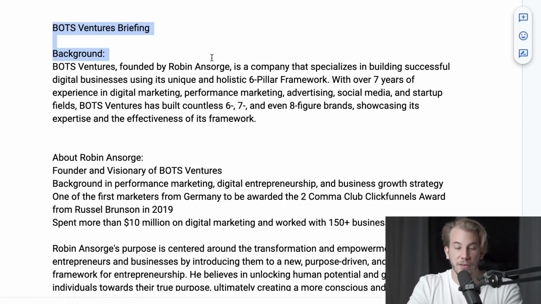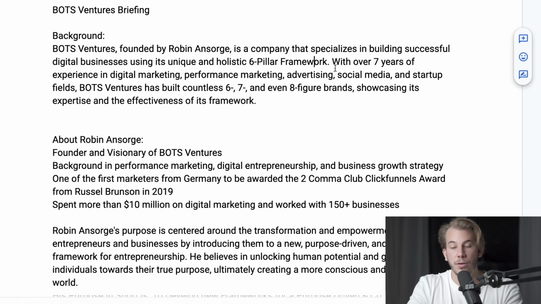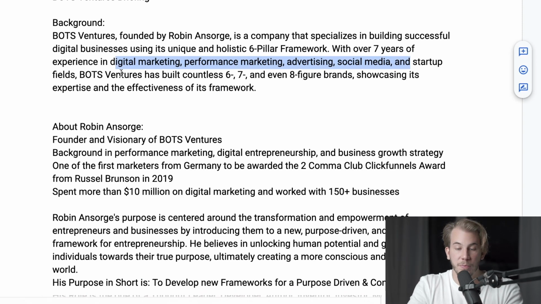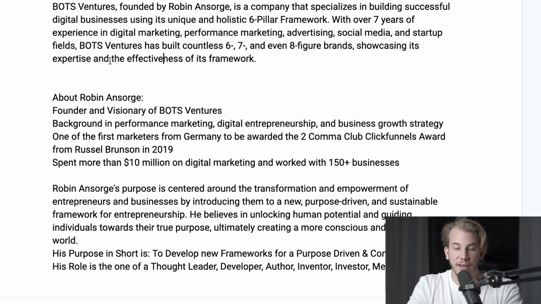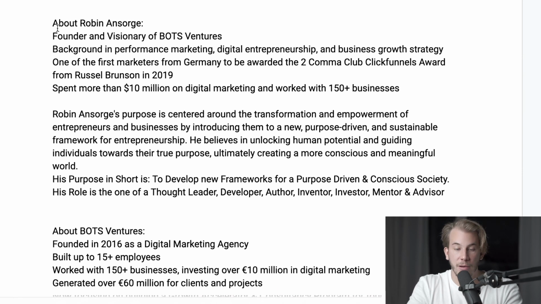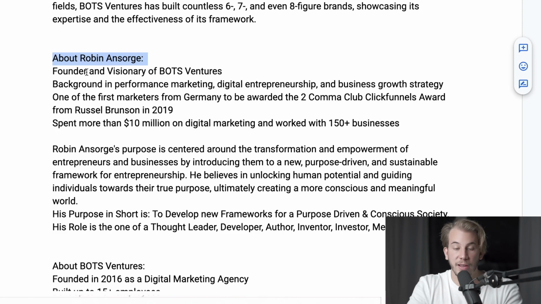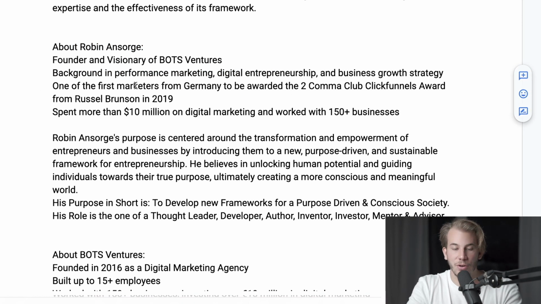Now, Bots Ventures briefing. Bots Ventures, founded by Robin, specializes in building successful digital brands with a holistic 6-pillar framework, with over 7 years of experience in these areas. We've built countless 6, 7, and 8-figure brands, showcasing our expertise and the effectiveness of the framework. About Robin, he's the founder and visionary of Bots Ventures. His background is performance marketing, digital entrepreneurship, and business growth strategy.